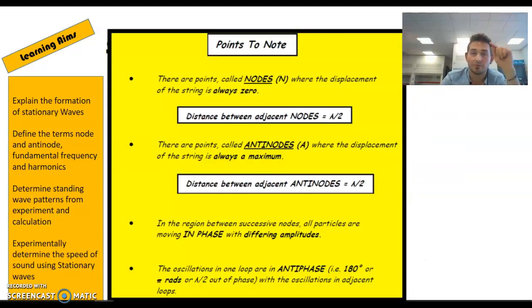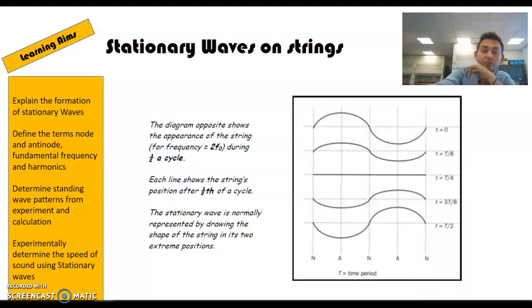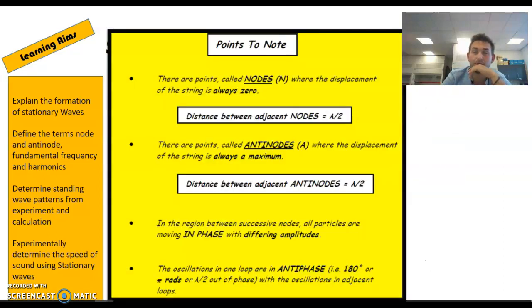Some points to note, things you know already. Flat bits are called nodes, constant zero displacement. Distance between nodes is always half a wavelength. Distance between antinodes is always half a wavelength. In the region between successive nodes, all particles are moving in phase with different amplitudes, and the oscillations in one loop are in antiphase. So that one and that one are in antiphase.